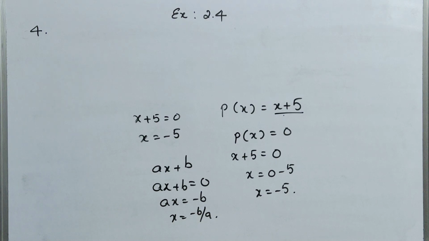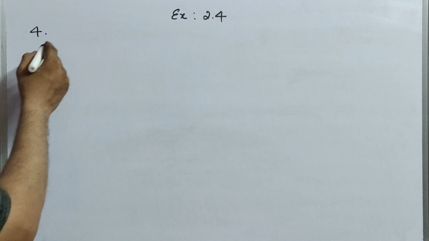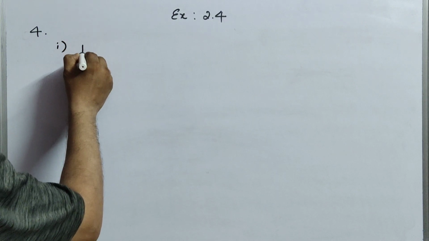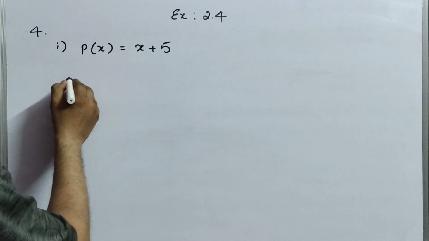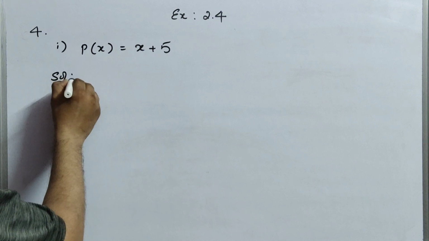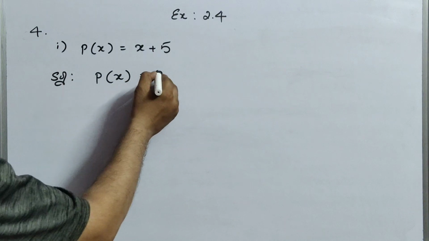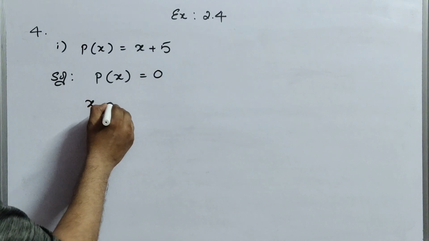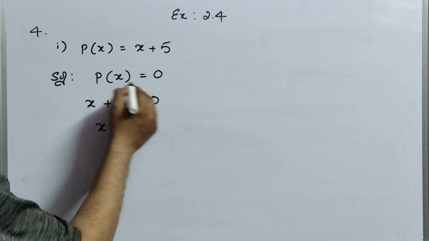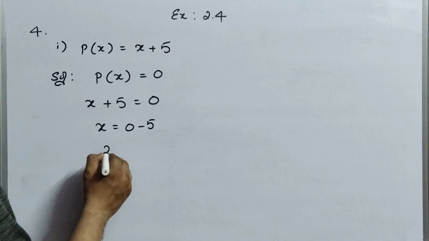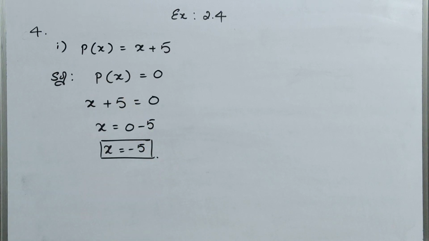Okay. Now go for the fourth sum now. Okay. Now see the first question here. p of x equals x plus 5. So solution. You gave zero of the polynomial now, so p of x equals 0. That means x plus 5 equals 0. So x equals 0 plus 5 will go that side, means minus 5. So x equals minus 5. Okay. Next.